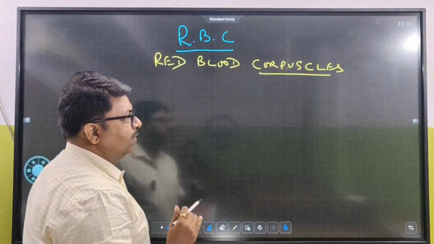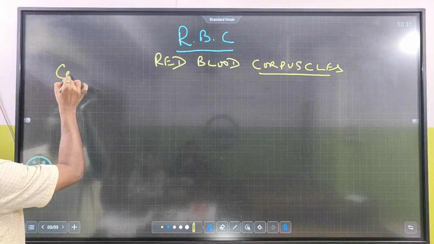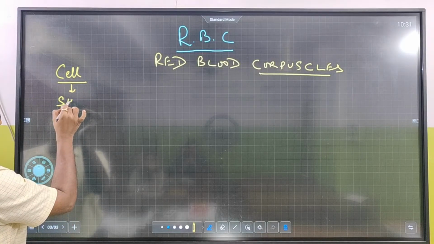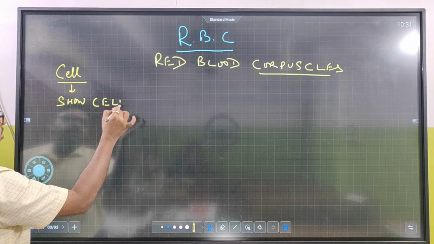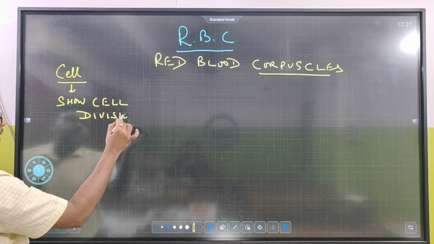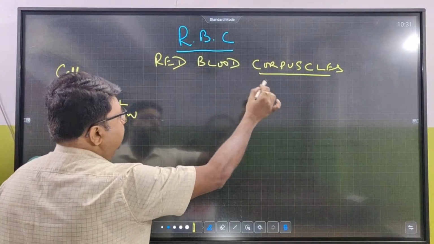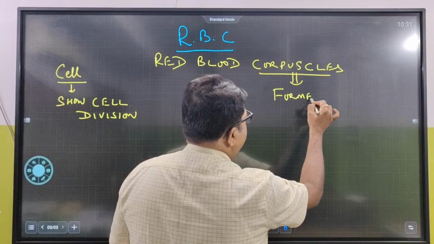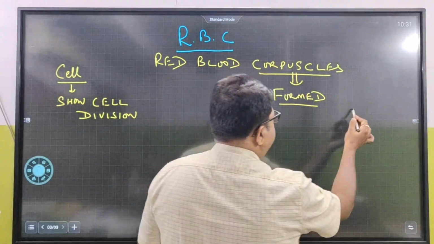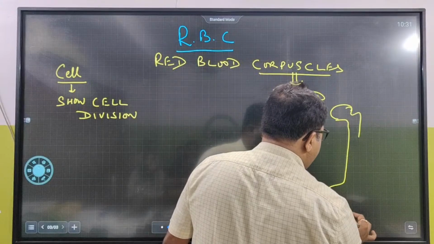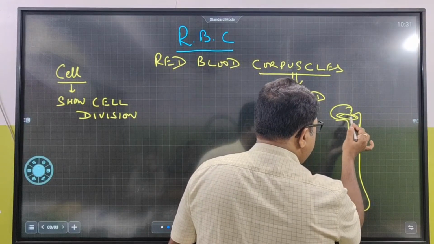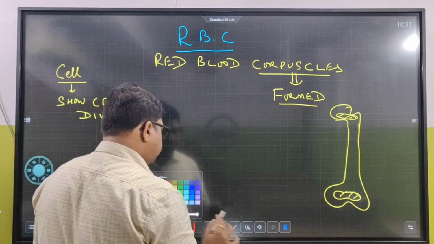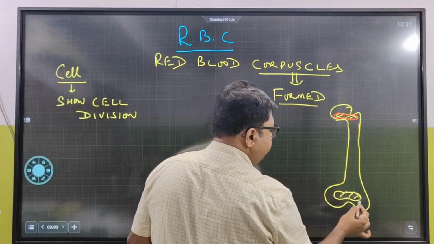Normally when we talk about a cell, the cell should have one basic property, that it should show cell division. But corpuscles never show cell division. They are formed whenever they are needed in our body. Even if there is a requirement of RBC, the RBC needs to be produced inside the red bone marrow.